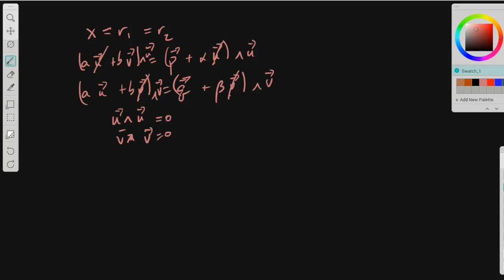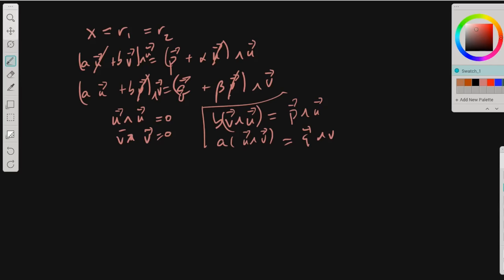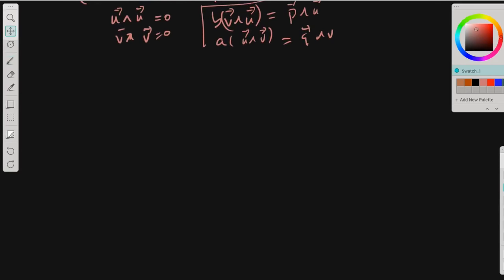What we're left with is, I'm going to rewrite it, we have b v wedge u equals p wedge u, and we have from this equation, a u wedge v equals q wedge v. Let's just line up the blackboard. Now, these two equations can be solved for a and b if this wedge product v wedge u has the same orientation as p wedge u, and it can be solved for a if u wedge v, which is minus v wedge u, has the same orientation as q wedge v.